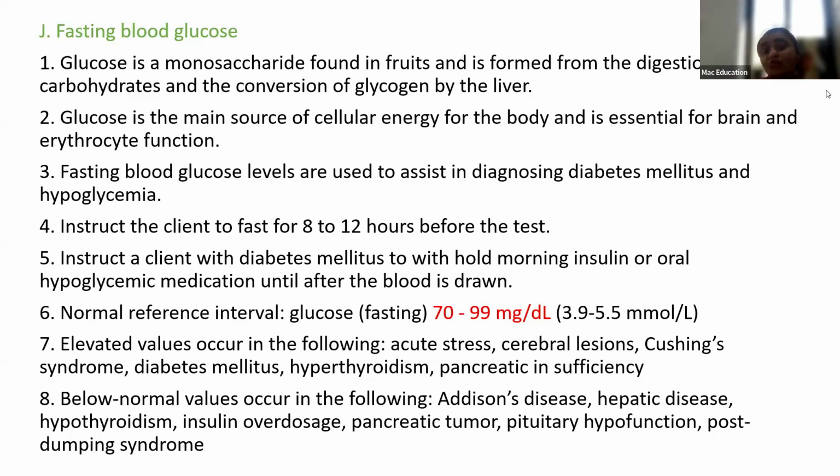Glucose is the main source of cellular energy for the body and is essential for brain and erythrocyte function. जो ग्लूकोज है वो मेन सोर्स ऑफ एनर्जी है, हमारे बॉडी के सारे सेल्स की एनर्जी कौन है? ग्लूकोज है. एंड इट इज वेरी एसेंशियल फॉर ब्रेन एंड इरिथ्रोसाइट फंक्शन. अगर ग्लूकोज डाउन हो जाएगा तो ब्रेन फंक्शन कैसा हो जाएगा? ऑल्टर. यस, हमने देखा है कि जब भी हाइपोग्लाइसेमिया होता है तो फर्स्ट साइन क्या होगी?